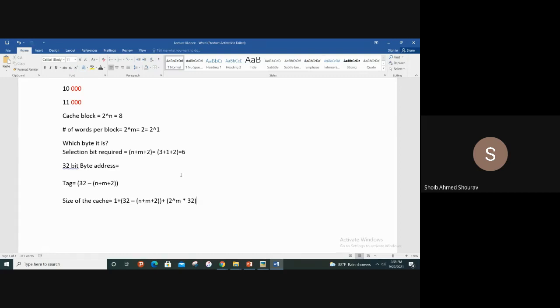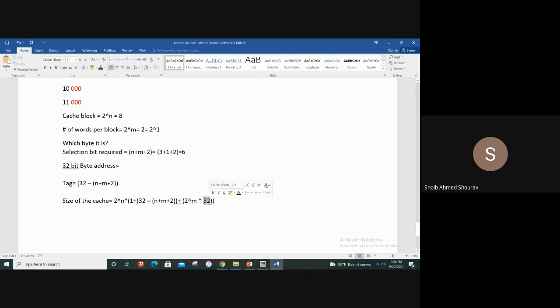Please respond. Yes, sir. Okay, so if we add all these informations, this is the size of a single index, right? Yes, sir. If we can multiply this with the number of blocks in the cache, we are going to get the total size of the cache. Yes, sir. Clear everyone?